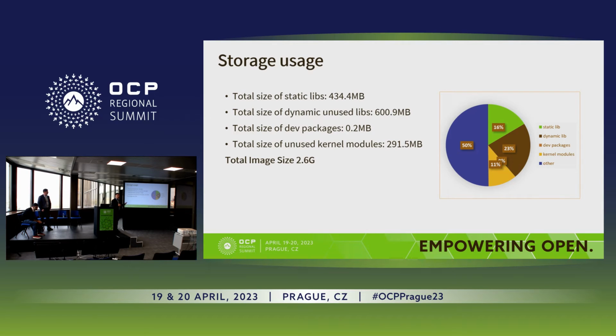Nowadays, SONiC did it already, so there's almost no dev packages available. But still, there are almost 300 megabytes of unloaded kernel modules. Right after you install SONiC, the total used space is 2.6 gigabytes. So we see a huge part of this space can be freed.